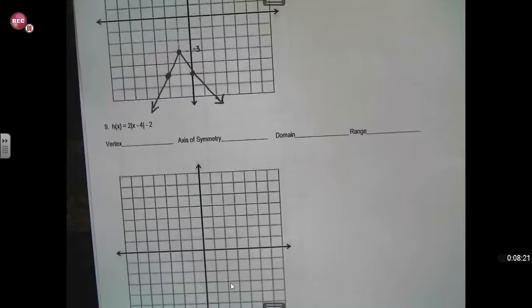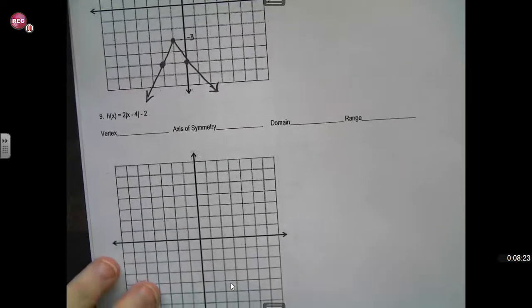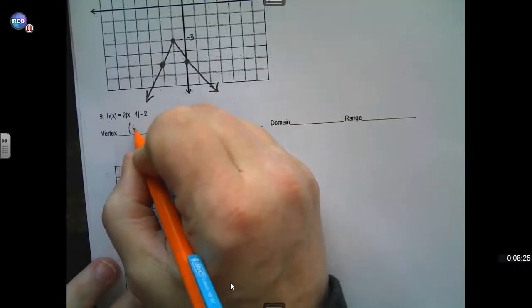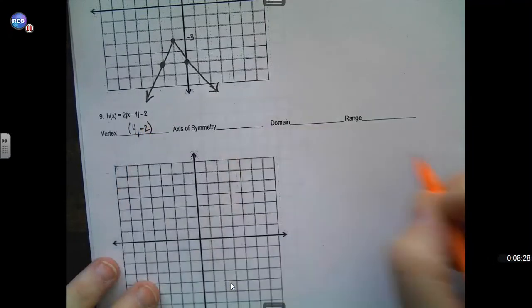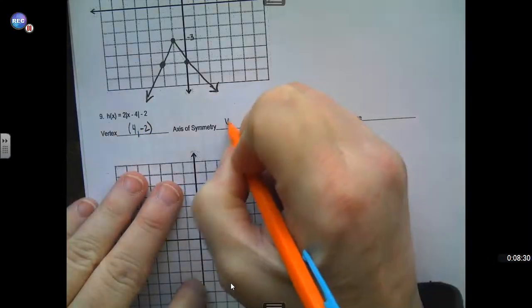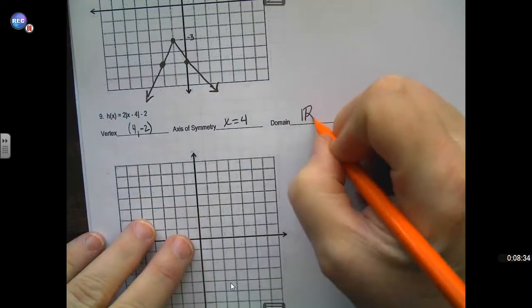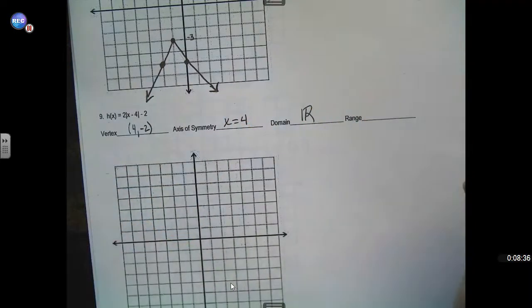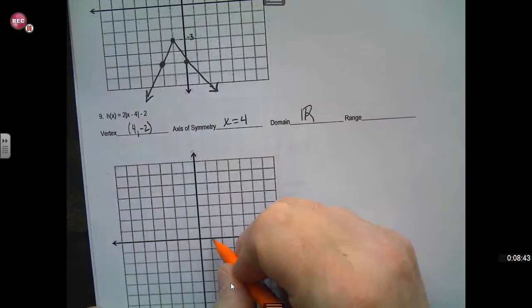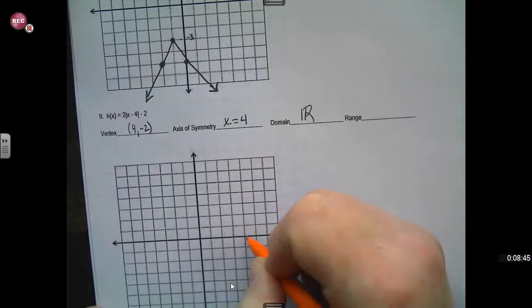This next one, we look at it, and the vertex is 4, -2. Axis of symmetry, x equals 4. The domain, all real numbers. There's no restrictions on x. And then I like to look at the graph before I state the range. Okay, so I plot my vertex at 1, 2, 3, 4, -2.